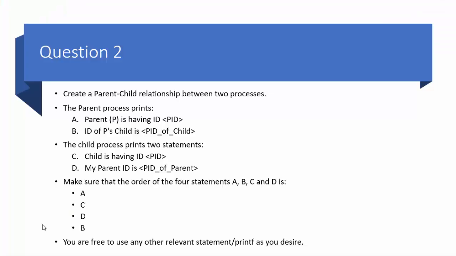Now the second question is, again we need to create a parent-child relationship, and the parent is supposed to print two statements. A: parent P is having ID, whatever is the parent ID. B: P's child ID is, and then you need to print the PID of the child. Similarly, the child is supposed to print two statements, C and D. Now what I want is that the order of these four statements A, B, C, D should be A, C, D and then B. Okay, so this is the desired order.